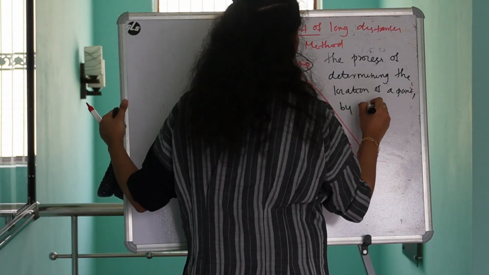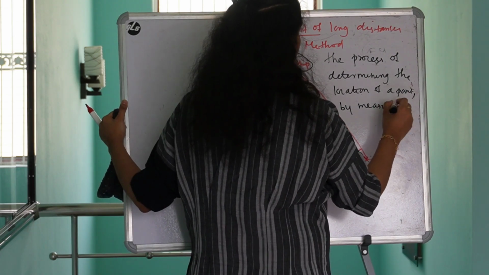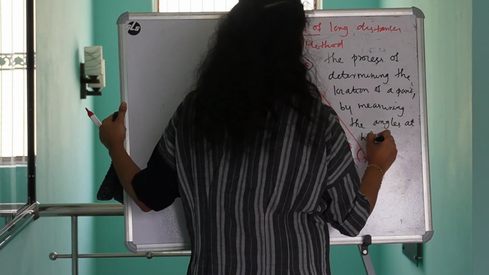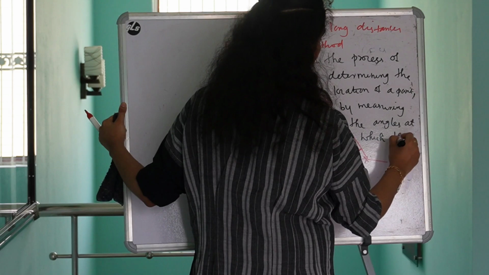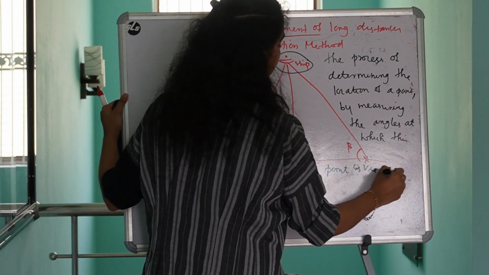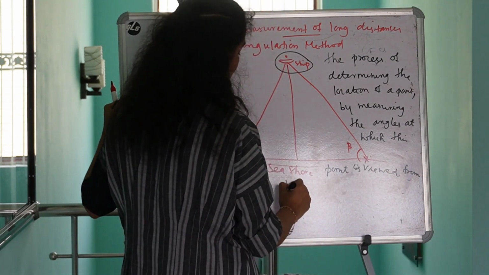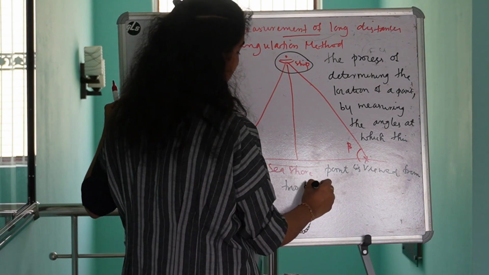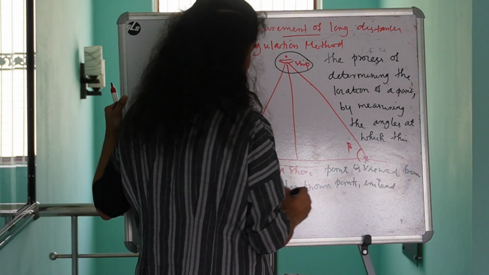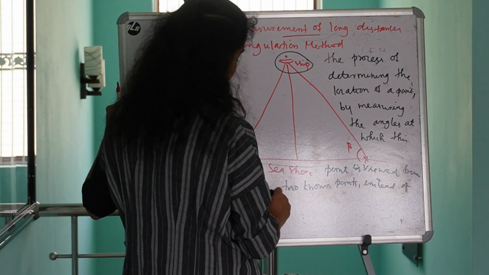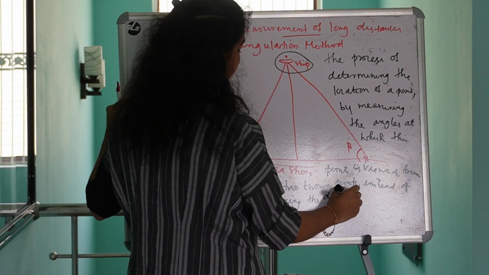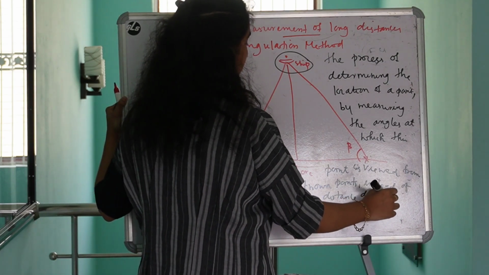By measuring the angles at which this point is viewed from two known points instead of measuring the distance directly. Is it clear? Is it clear?